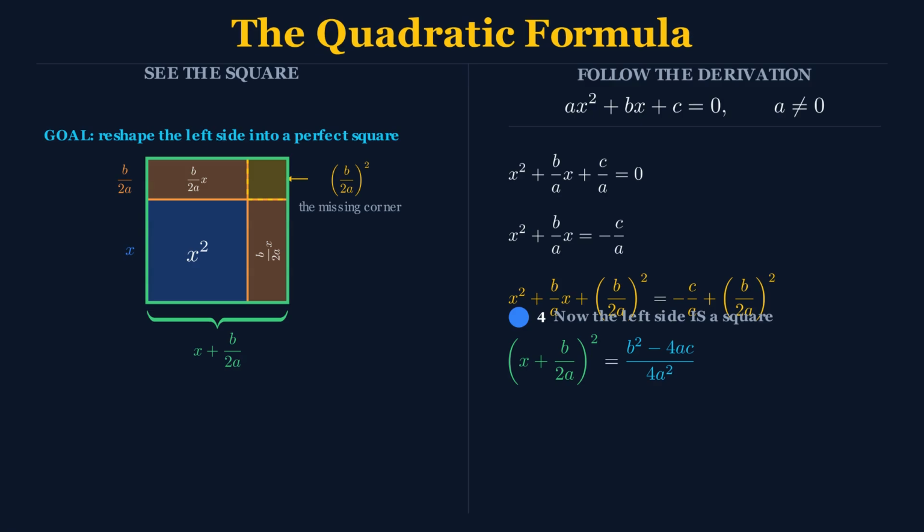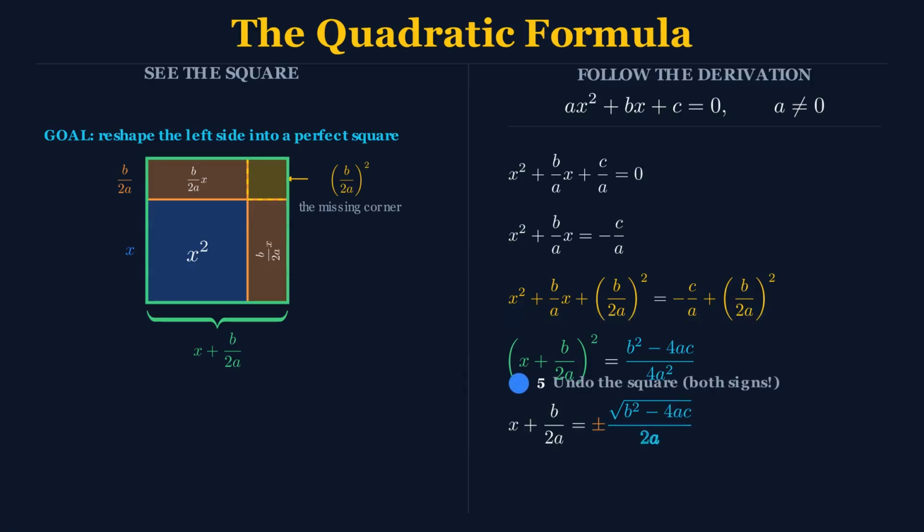On the right, put the two fractions over the common denominator 4a squared, and the numerator becomes b squared minus 4ac. You have just met the discriminant. Take the square root of both sides. And right here, the plus or minus appears, not as a decoration, but because a square hides the sign. Two different numbers, one positive and one negative, can square to exactly the same value.